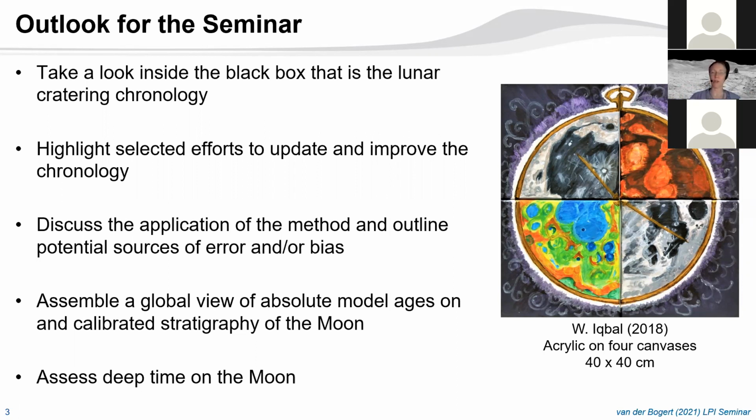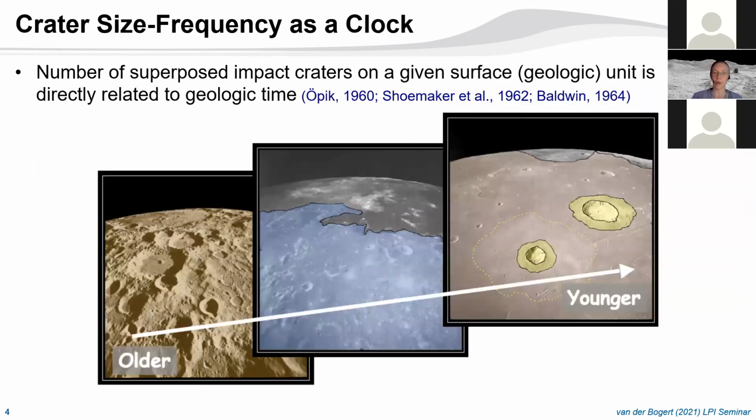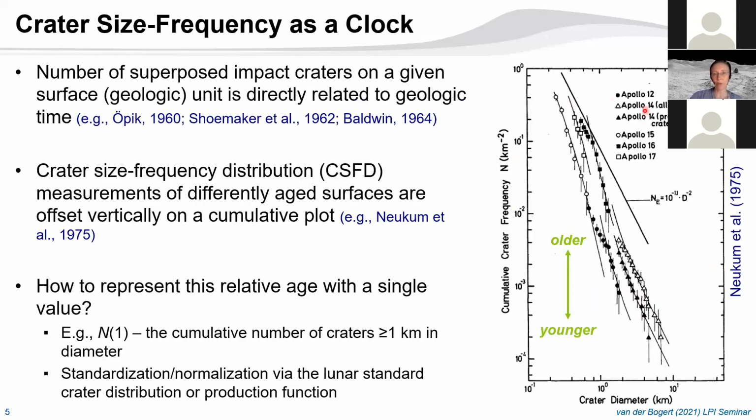Okay, so the first thing that I wanted to do is to take a look at the Lunar Cratering Chronology. It's based on the observation that the number of superposed impact craters on a given surface of a geologic unit, you want to have a specific defined unit, is directly related to geologic time. So this assumes, and it's empirically observed, that over time you accumulate more craters on surfaces. So if you translate this into having measured the diameters of all of the craters within a certain area that you're interested in, then we can transition to looking at a data representation of crater frequency as a clock.